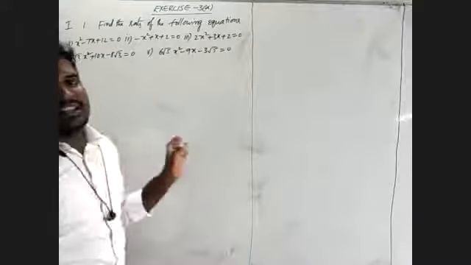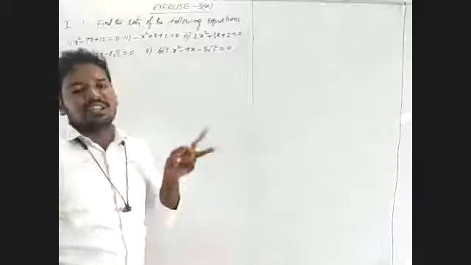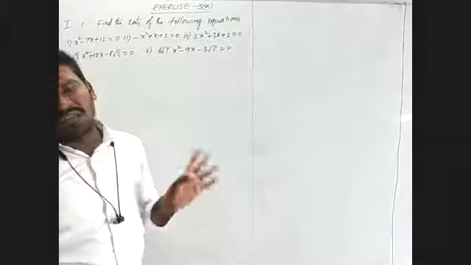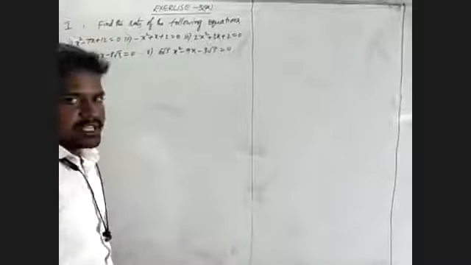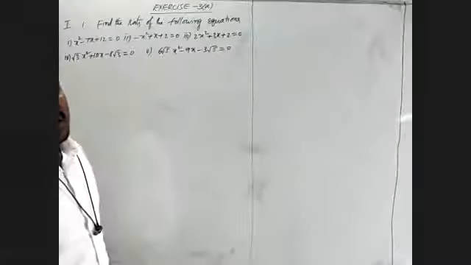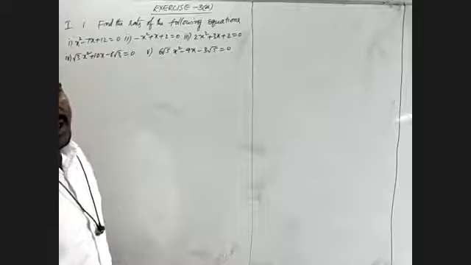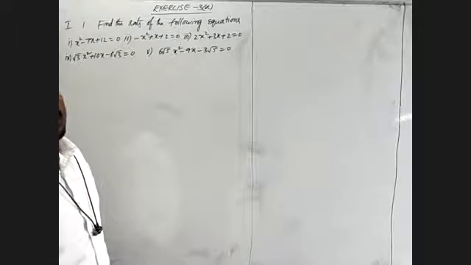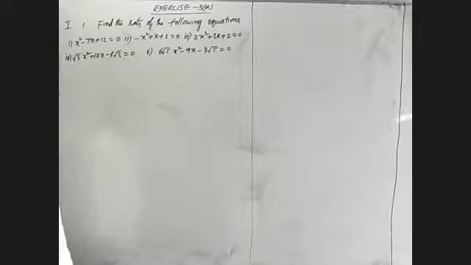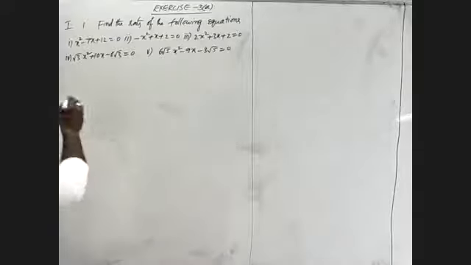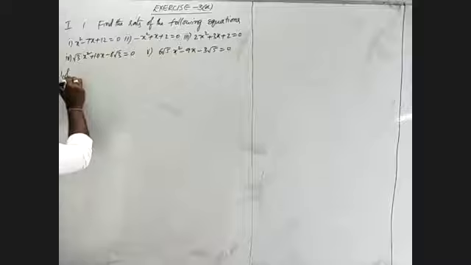We have to find their roots by using two methods. One is the factorization method. Otherwise, if ax square plus bx plus c is equal to 0 is a quadratic equation, then the roots of the given equation are x is equal to minus b plus or minus root of b square minus 4ac by 2a. I will write that.